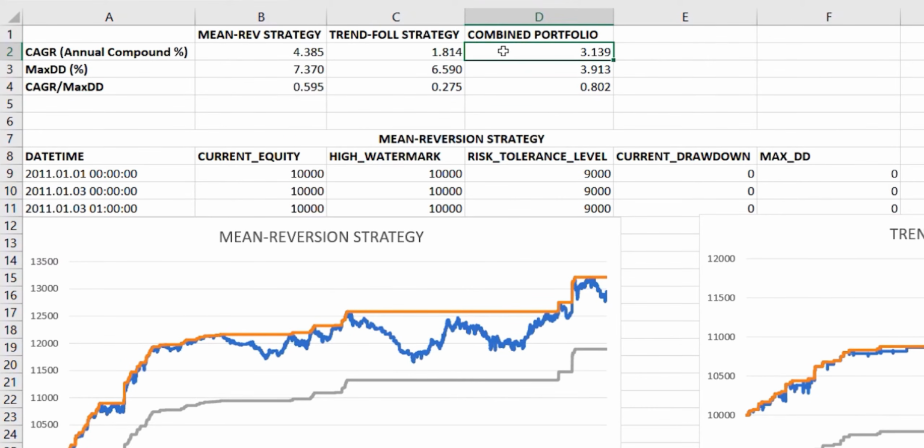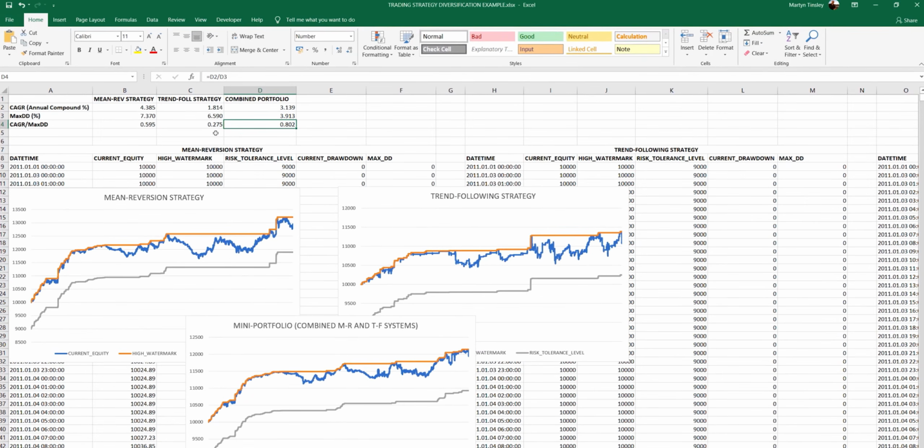And the CAGR value for that combined portfolio lies somewhere between the other two, which is what we would expect. But the drawdown has reduced significantly in this case, and it's now just 3.9 as opposed to 6.5 and 7.3. But the main advantage of doing this can be seen when we look at the combined figure of 0.8 as compared to 0.59 and 0.27. So the overall improvement of trading these two different strategies in the same account is fairly significant.